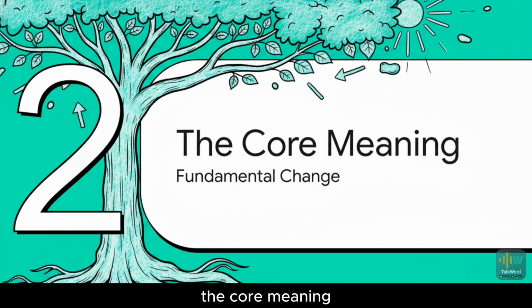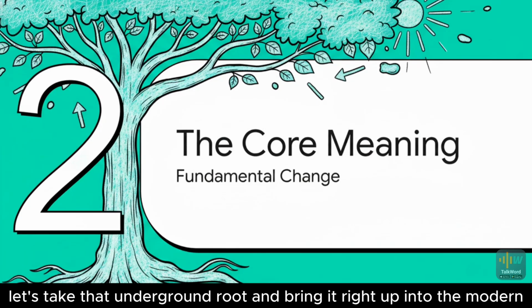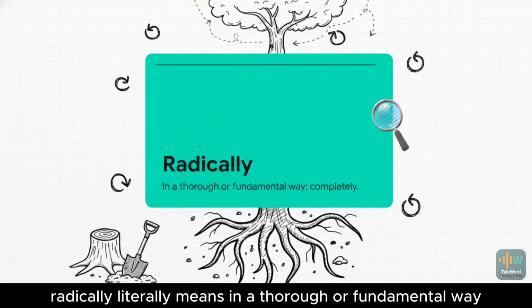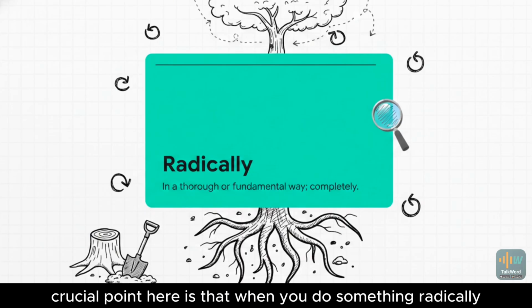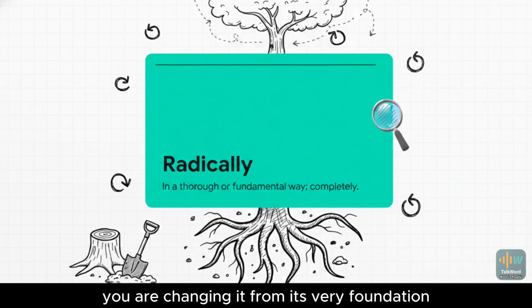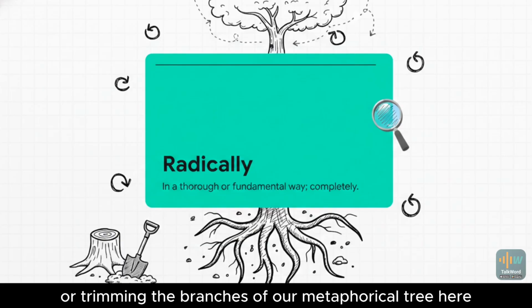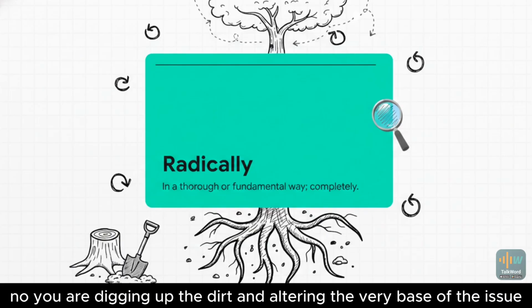Section 2, the core meaning. Let's take that underground root and bring it right up into the modern English sunlight. Radically literally means in a thorough or fundamental way, or completely. So the absolute crucial point here is that when you do something radically, you are changing it from its very foundation, its root. You're not just clipping the leaves or trimming the branches of our metaphorical tree here. No, you are digging up the dirt and altering the very base of the issue.